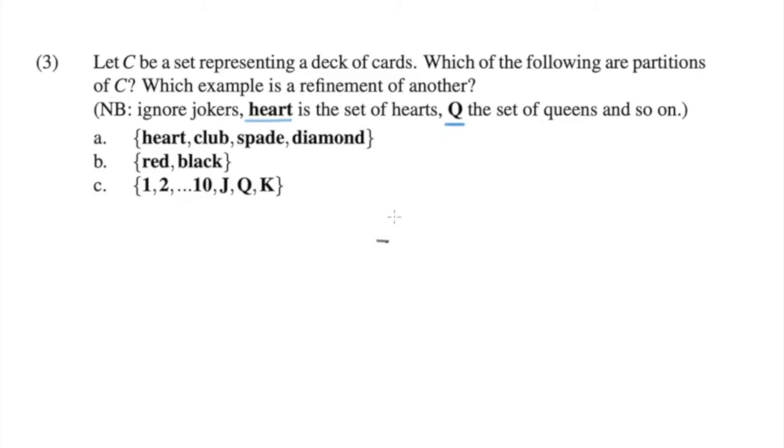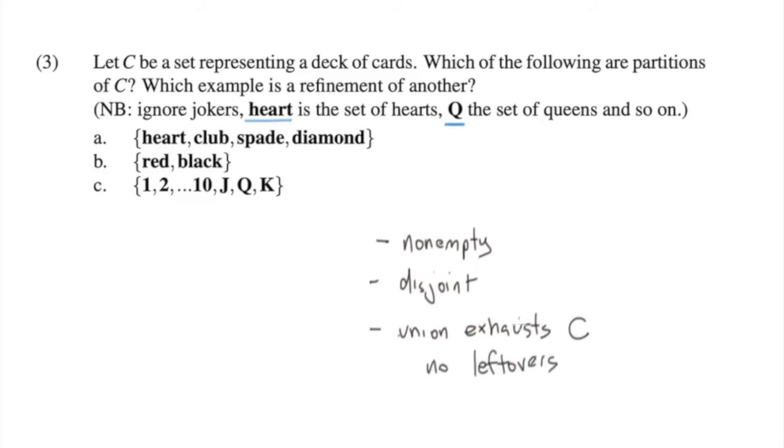So the component sets of a partition have to be non-empty, they have to be disjoint, and when we take their union, it exhausts C. It exhausts the bigger set. No leftovers. Okay, so those are our three conditions for being a partition: non-empty, disjoint, and the union exhausts the bigger set. So let's just go one by one.